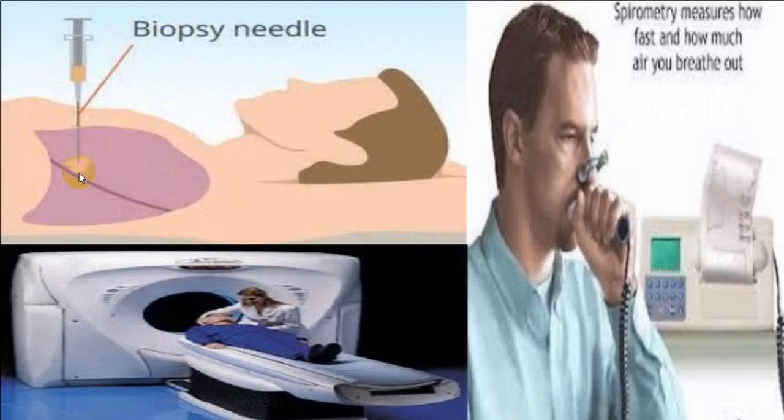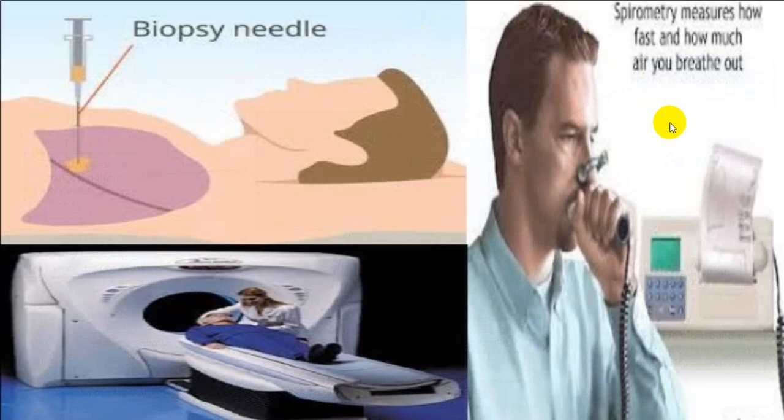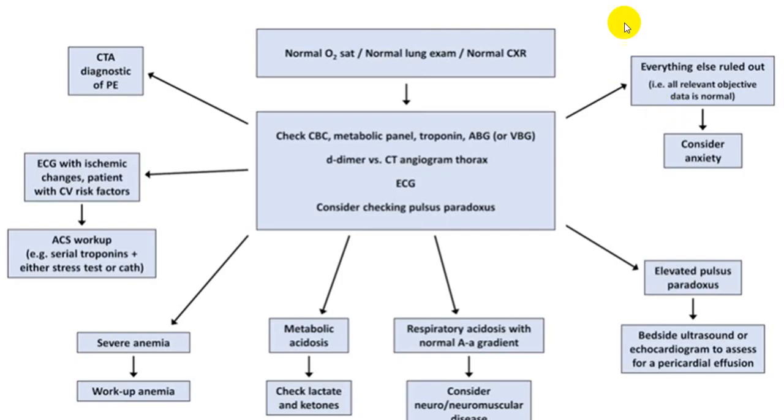Biopsy, as far as pulmonary is concerned, is very commonly not done. It may be done in a case to rule out what we call the interstitial lung disease group. Not commonly advised. Spirometry is one of the common investigations to rule out obstructive, restrictive lung disease, even in the presence of a cardiovascular group.